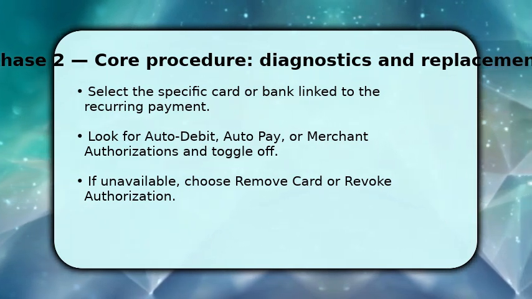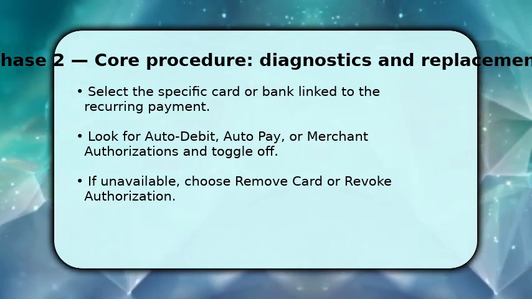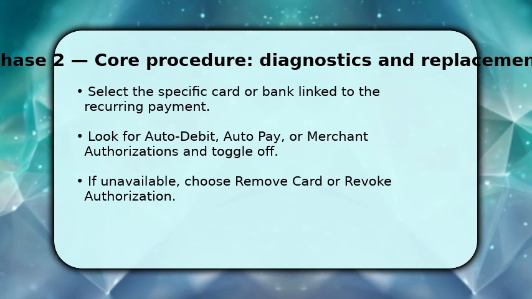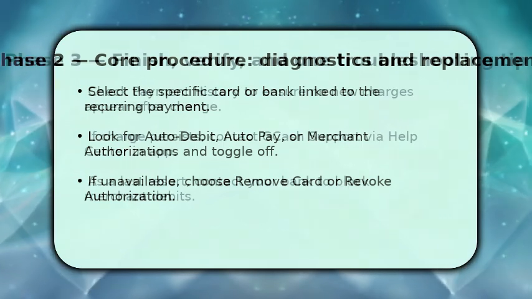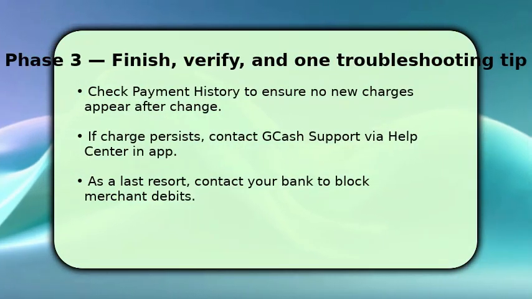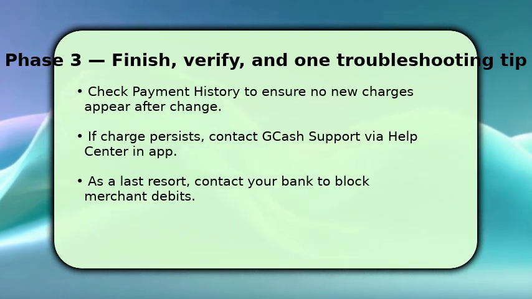After removing or disabling, log out and back in to verify the method no longer appears under active payment. To finish, review your payment history and subscription list to confirm the auto payment is gone.